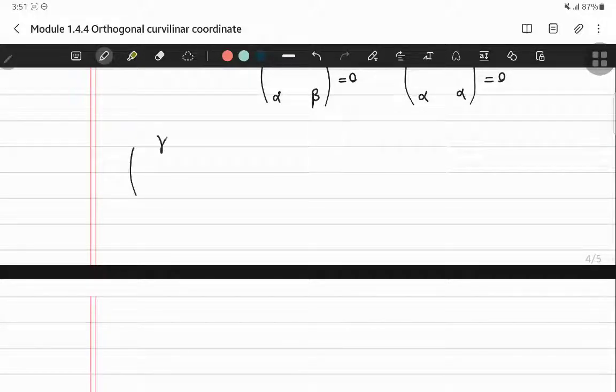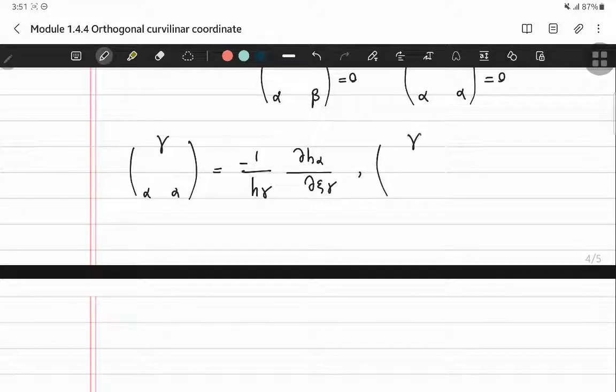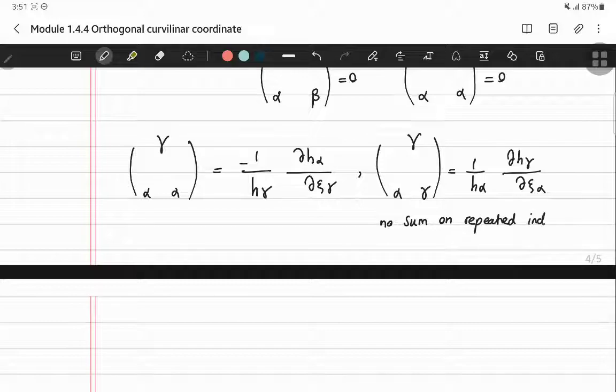So we can say that if you have gamma alpha alpha, it equals minus 1 divided by h gamma, partial derivative of h alpha with respect to z gamma. And also when you have gamma alpha gamma, you have 1 over h alpha, partial derivative of h alpha with respect to z gamma. And remember here, we have no sum on repeated indices.